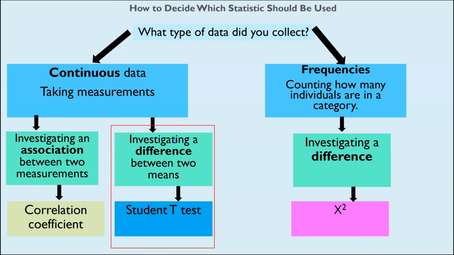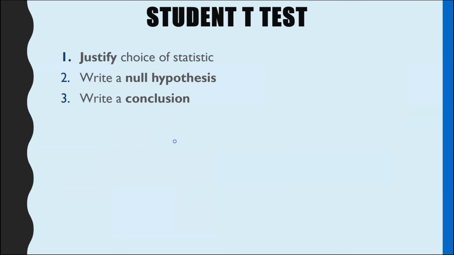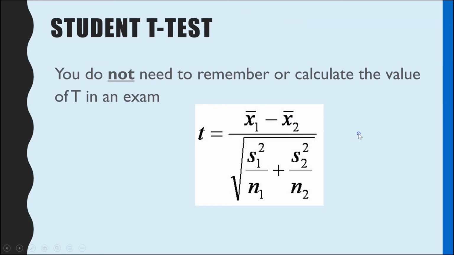So for example, if you're looking to see, is there a difference between the mean species richness in two different habitats? So with the student t-test, like all statistics in A-level biology, you would not be asked to calculate the statistic in the exam. Your teachers might ask you to do it as part of your required practical, but you don't have to know how to do that in the exam. These are the only three things that they could ask you. So to justify the choice of statistic is what we were just saying, is if you're investigating a difference between two means. So that's what you'd be looking for.